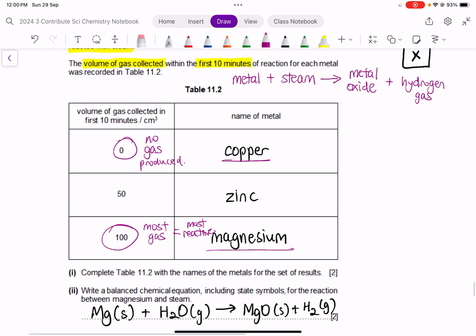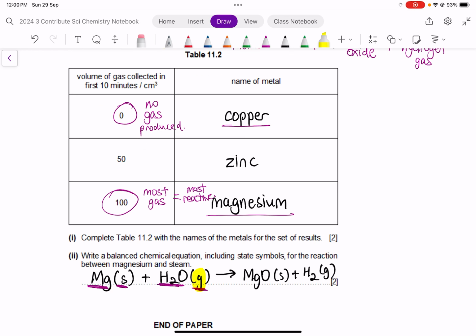Finally, now that you know that metal plus steam forms the metal oxide and hydrogen gas, so magnesium metal, magnesium solid, metals are solids mostly. Steam is H2O but gaseous, very important. So the state symbol g tells you that this is steam. So magnesium plus steam forms the solid magnesium oxide, MgO, and hydrogen gas, H2 gas.